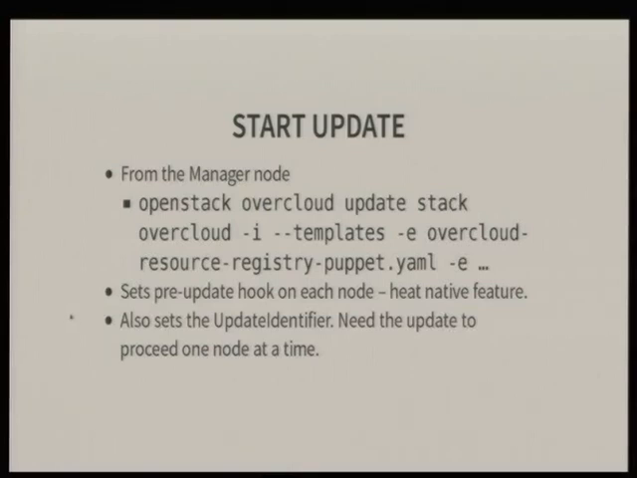The overcloud is the name of the cloud that we're updating, and then we pass in the templates and the environment files, which have to be the same for the update as what you had initially deployed. And the two main things that we rely on here are setting a pre-update hook on each node. What that means in practice is that it sets a breakpoint, okay? And the whole point of this is we only want one node to be updated at any given time.